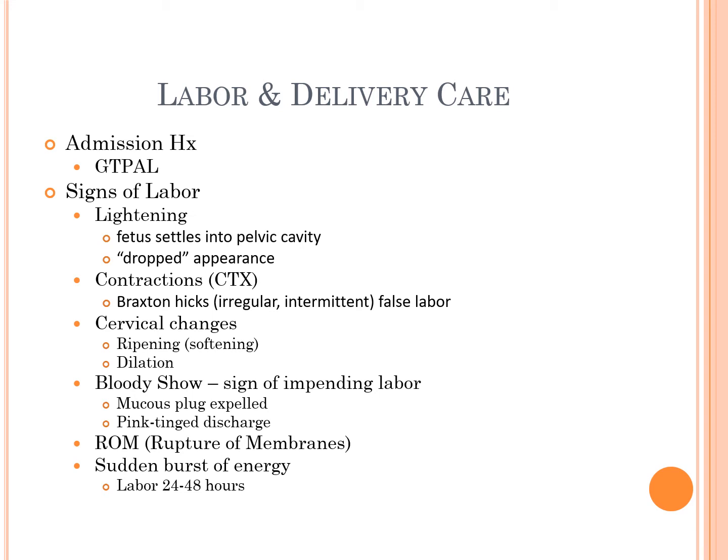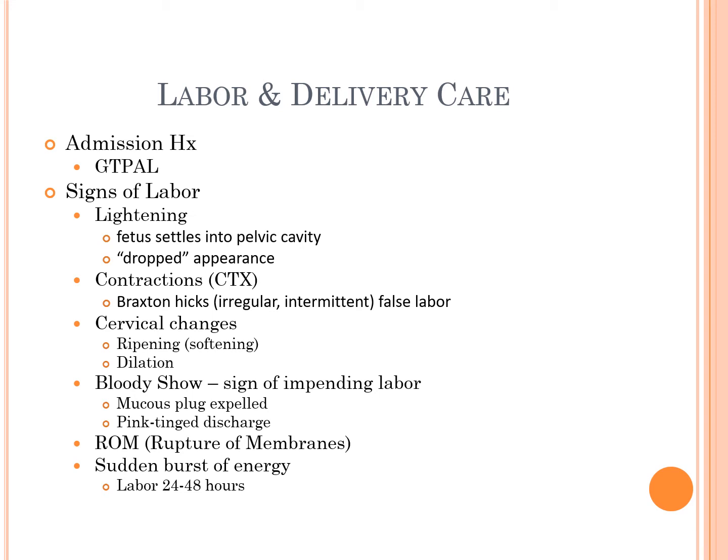So we're going to get a history on admission, okay? This is on page 471 in your book. So we have the GTPAL, okay? Gravida is the total number of pregnancies, how many pregnancies, including this one. Term, how many term deliveries? Term is basically 38 weeks on; 37 to 38 is still considered preterm. Preterm is how many preterms, so before 38 weeks.